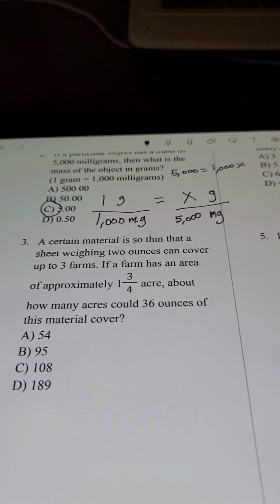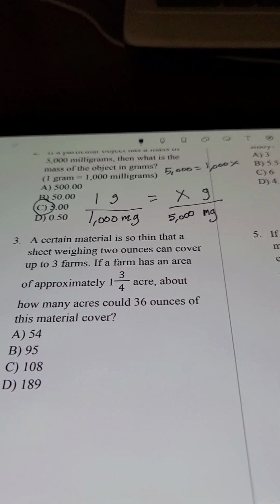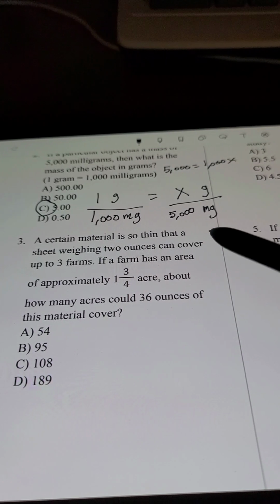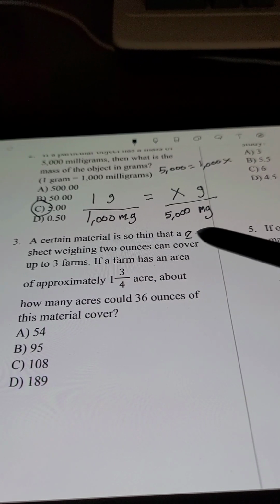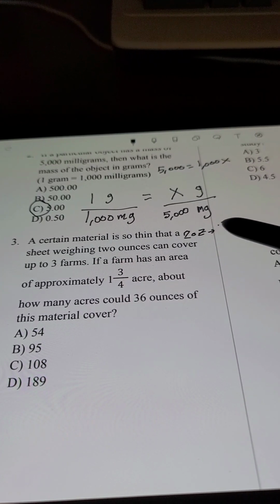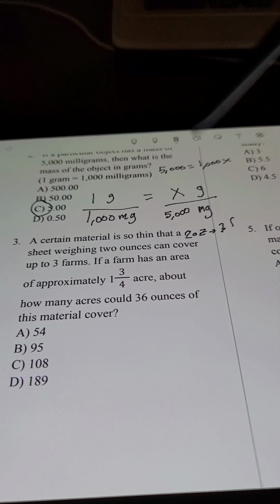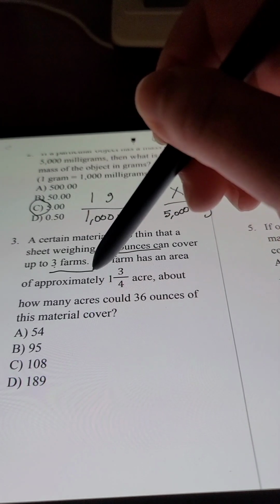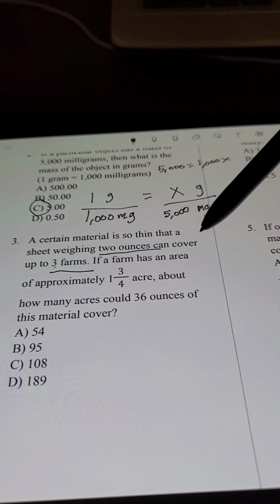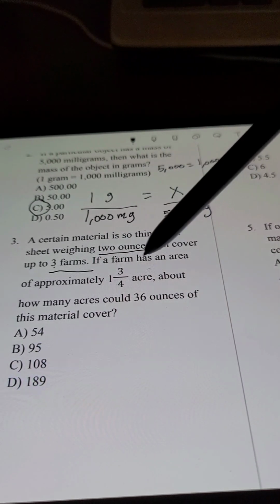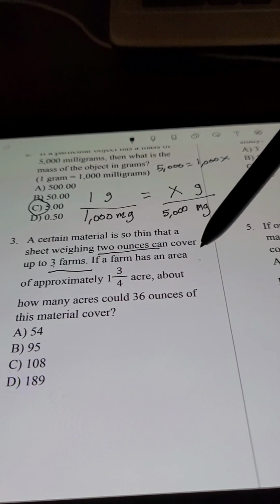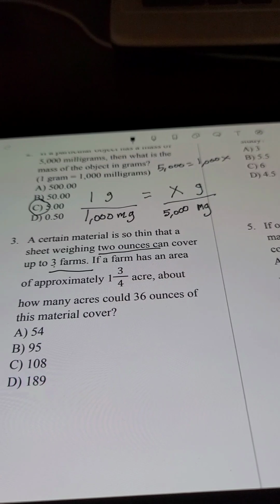Okay, so now let's go to number 3. A certain material is so thin that a sheet weighing 2 ounces can cover up to 3 farm fields. So 2 ounces, I'm just going to underline it, to 3 farm fields. If a farm has an area of approximately 1 3/4 acres, about how many acres could 36 ounces of this material cover?